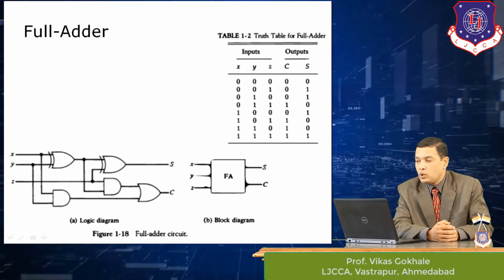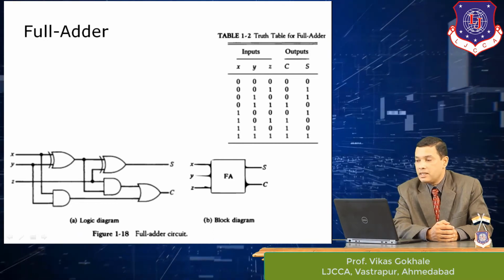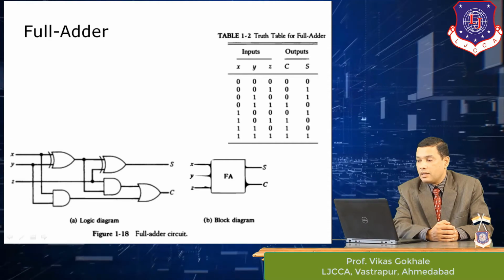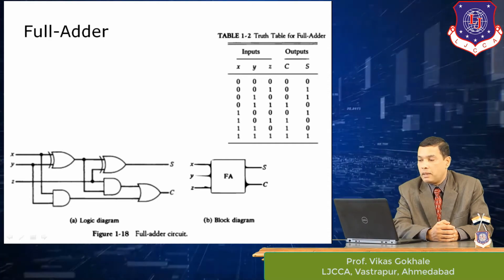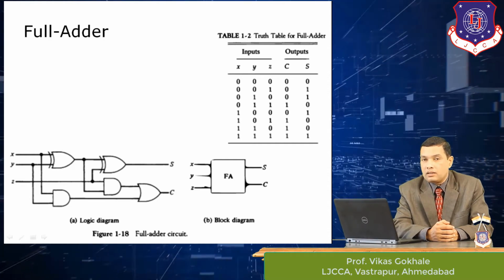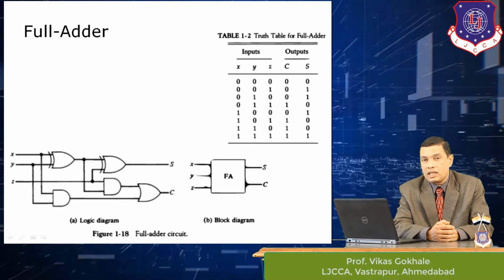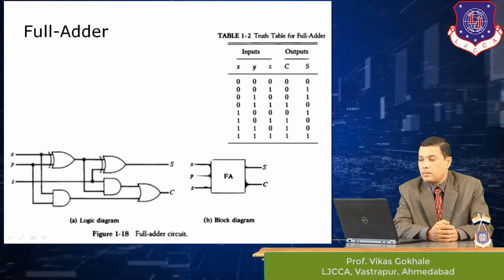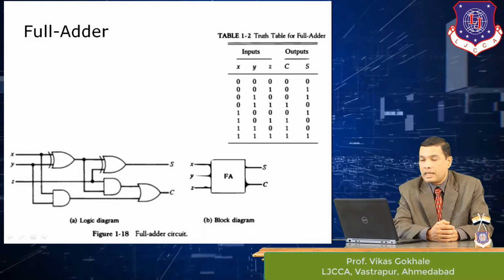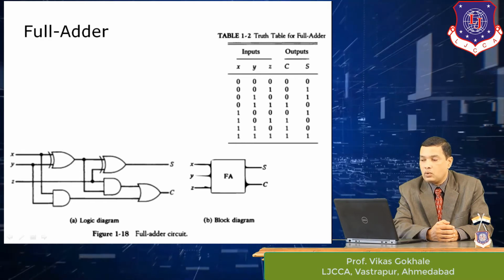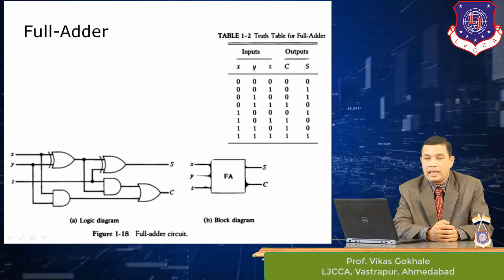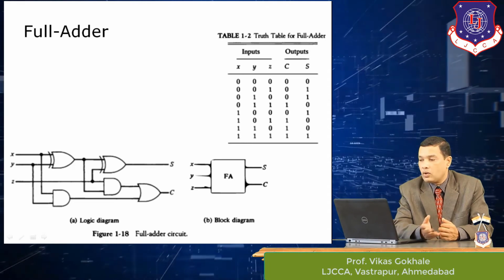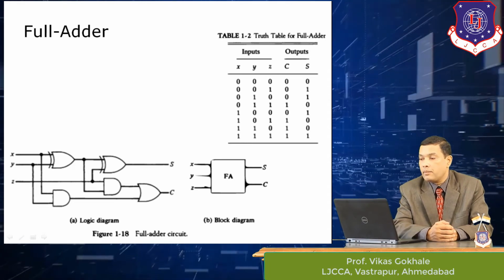If you observe the output columns, the carry bit C column has 1 at the places where out of 3 inputs, 2 inputs must be 1. So carry is generated when out of 3, 2 bits must be 1. Then only carry is generated. And in case all the 3 are 1, then definitely carry will be there.